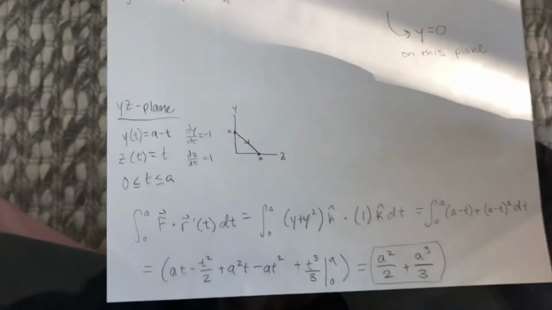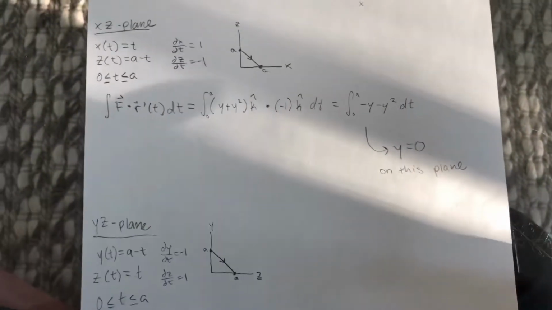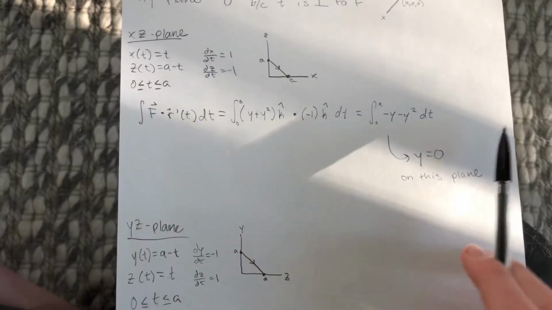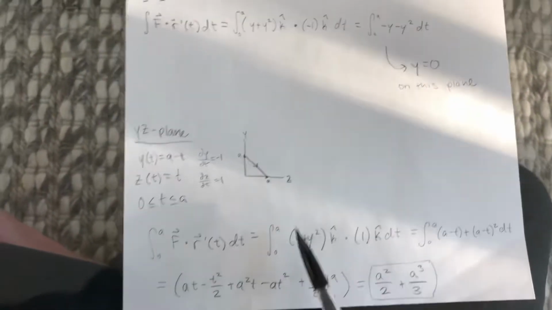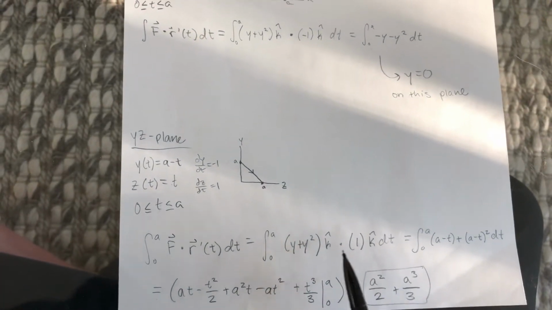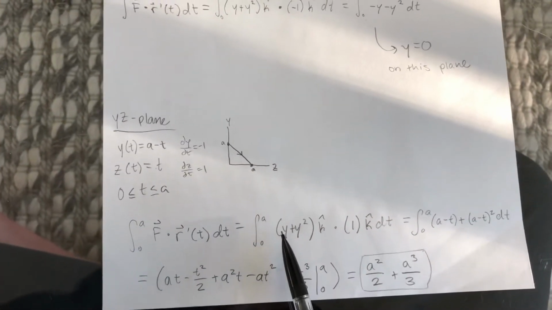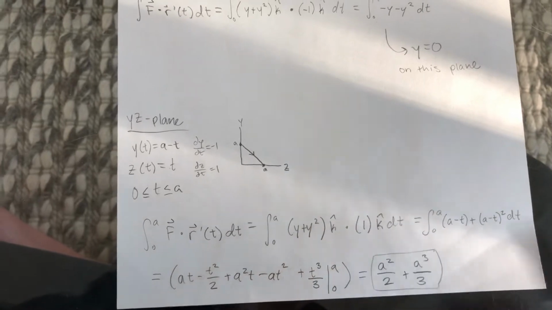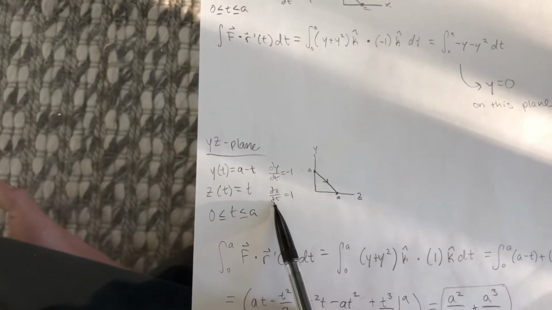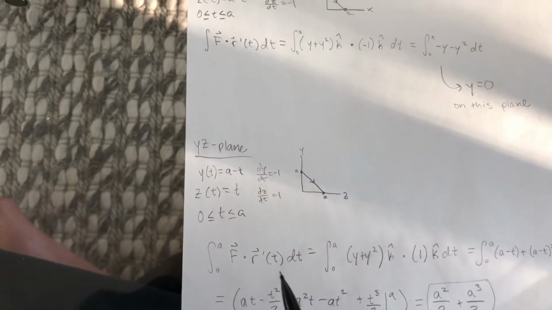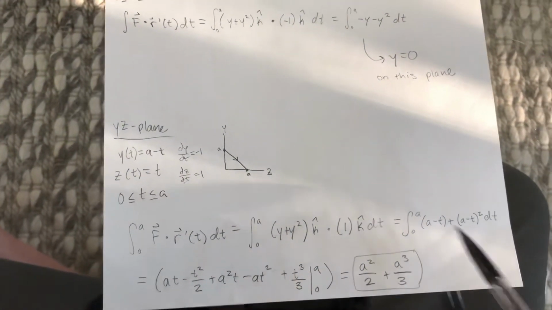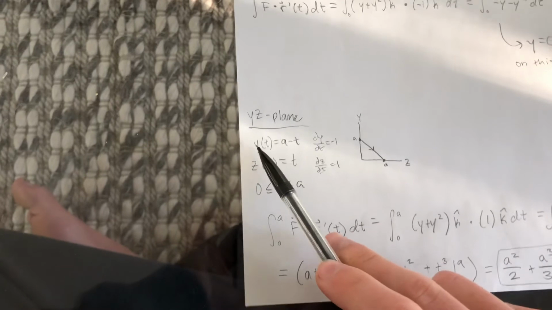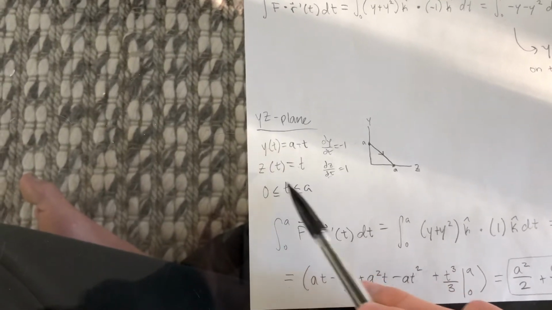Lastly, we can look at the yz plane. We're going to do it pretty much the same way as we did up here, except instead of -y minus y squared, we're going to end up with just y plus y squared times 1, because the derivative dz dt here is 1. I parameterize this one as y of t equals a minus t and z of t equals t.